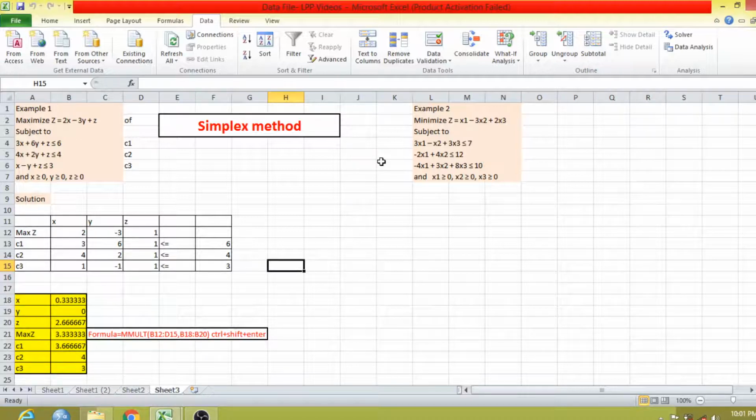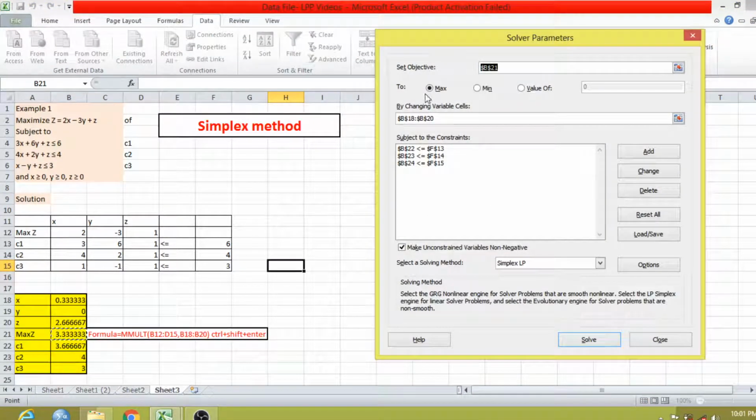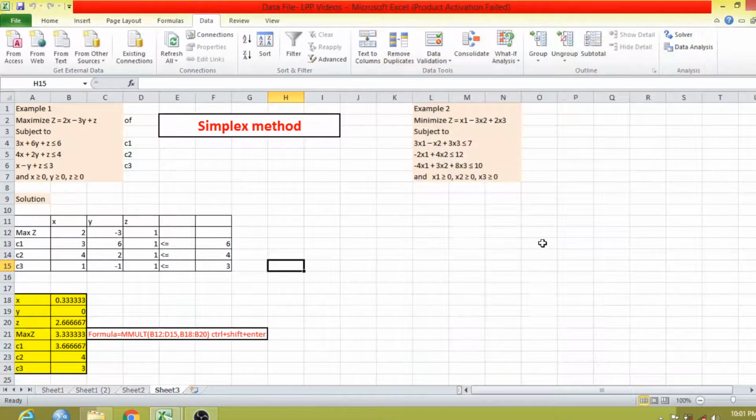The change is that when we are selecting the data solver process, we will change only this, maximize and minimize. Everything will be similar as we did in this particular example 1. So I will solve this particular problem quickly.